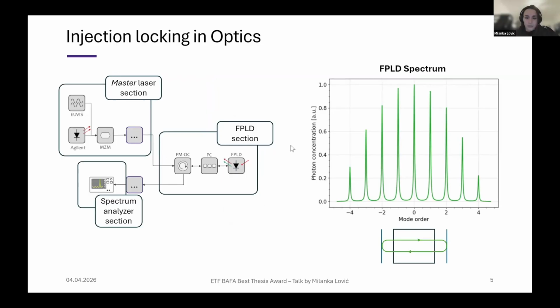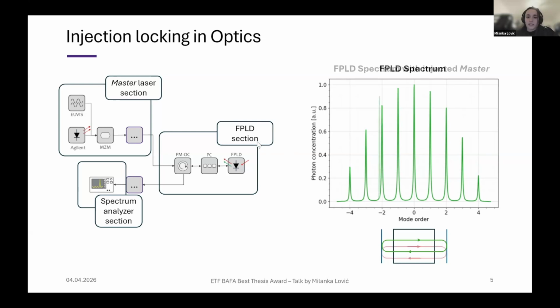On the bottom right corner here, I visualize what that laser cavity actually looks like. I mentioned in the pendulum clock example that it's very important that we have some interaction between these two systems. And how do we force then an interaction between our two laser systems? Well, we actually insert the signal from the master laser into the cavity of the Fabry-Perot laser diode.